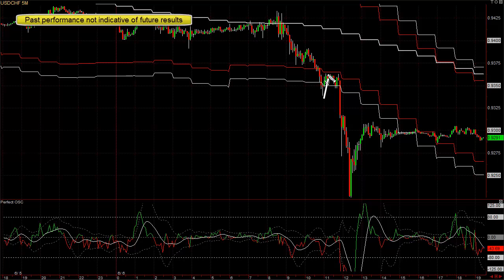Sometimes the pullbacks are very shallow like this and kind of go sideways. You can either get short with your stop above here or wait for it to break the low and put your stop above here. Just an astronomical move, obviously down. You couldn't have gone wrong today if you sold all the dollar pairs.